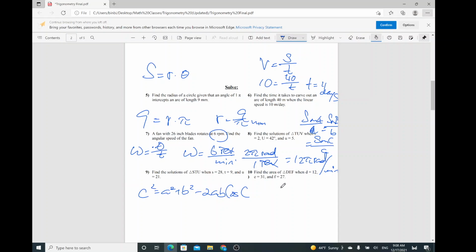And then the other one, find the area of a triangle. So when d equals 12, e equals 31, f equals 27. So using Heron's formula, that means its area equals the square root of s, which is the semi-perimeter of the triangle. So s can be found by using a plus b plus c over 2. So s times s minus a, s minus b, and then s minus c. And then the product of this whole quantity, take the square root. So that's Heron's formula.